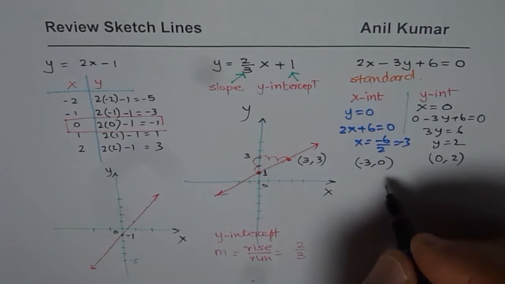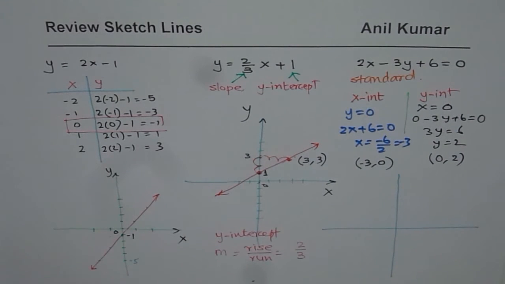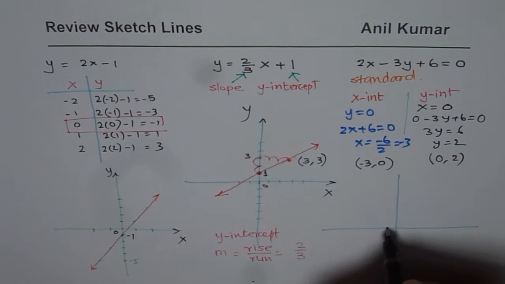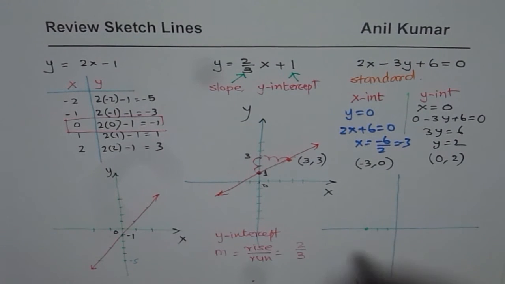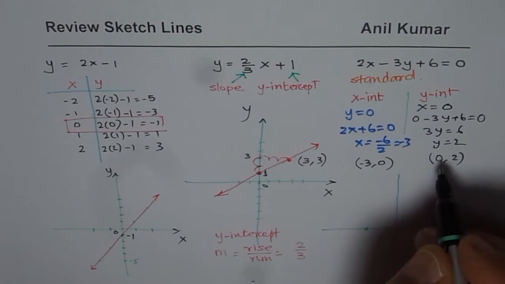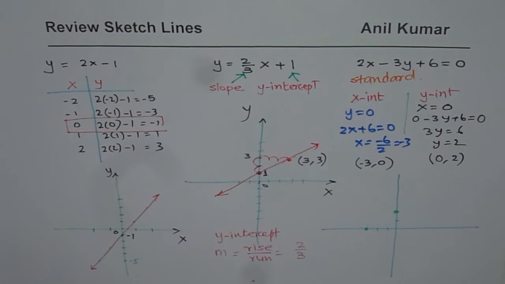So on a graph paper, plot these 2 points. One point for you is minus 3, 0. So let us say 1, 2, 3. That is your minus 3, 0. That is 1 point. The other one is the y-intercept, 0, 2, right? So that is your y-intercept. I'm not sketching or plotting other points here. 2 points are enough to sketch the graph.